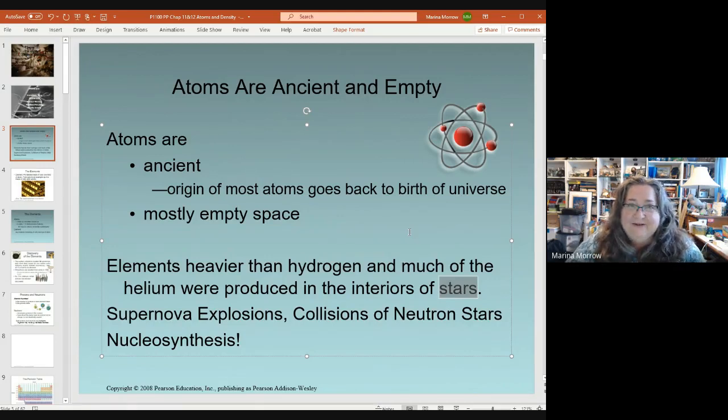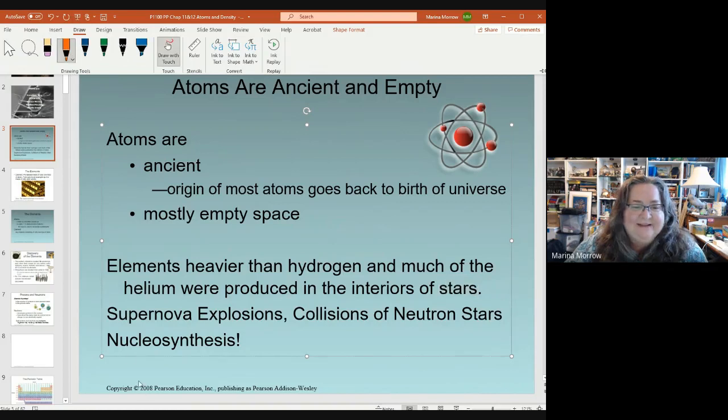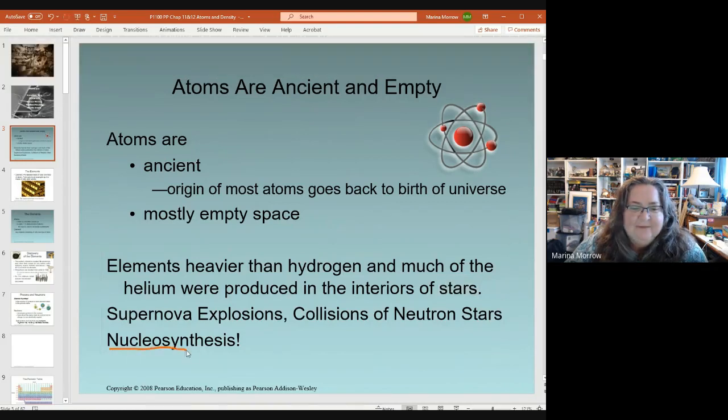So you could put two hydrogens together and get two protons in the nucleus. You could put two more in there, and then you get four in the nucleus. Anyway, so the idea is that this is called nucleosynthesis. And nucleosynthesis is that idea of creating new nucleuses. And that happens inside stars, but a lot of higher mass atoms have to be created during a supernova explosion or collisions of stars.